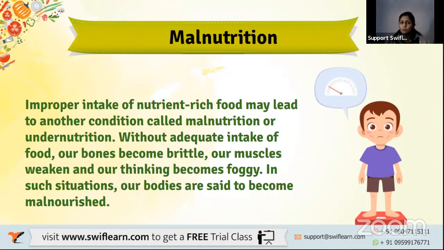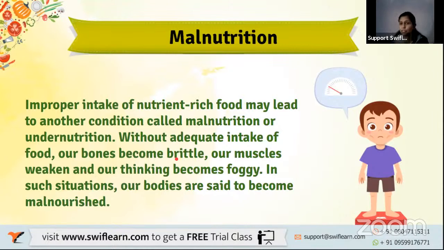उनको जो मिलता है वो खा रहे हैं. That is improper intake of nutrient rich food. अगर हम properly जो nutrient rich food है हम उसको properly नहीं ले रहे हैं, we are not consuming it inside our body properly, then it can lead to malnutrition or undernutrition. That is क्यों हो रहा है ये? क्योंकि without adequate intake of food our bones are becoming brittle. क्यों हो रहा है और इसका इफेक्ट क्या है?